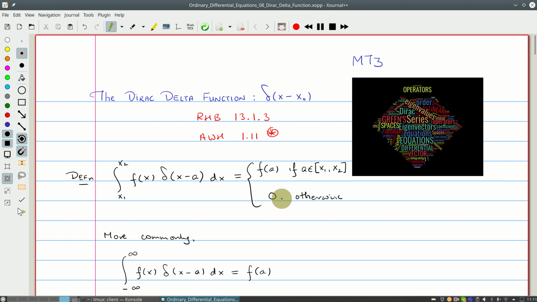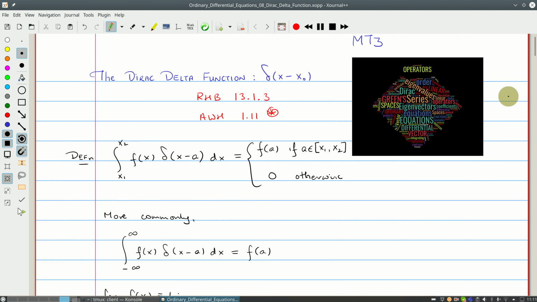This is suspiciously close to what the Kronecker delta did, isn't it? The Kronecker delta of ij set i equal to j, and it would give you a 1 if i is equal to j, and a 0 otherwise. This is in fact the function space equivalent of the Kronecker delta. It picks a point a in your function space, and if a is included in the range of integration, then the result of this integration is simply f of a, otherwise 0.